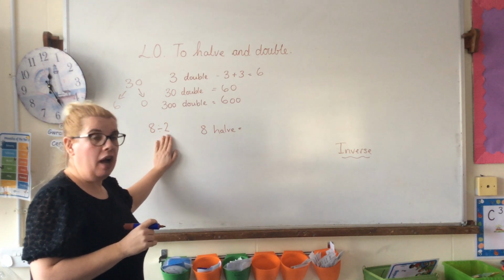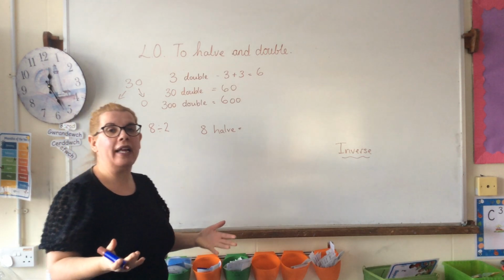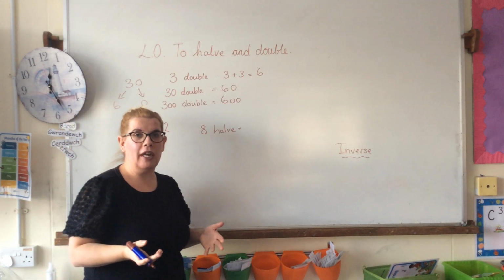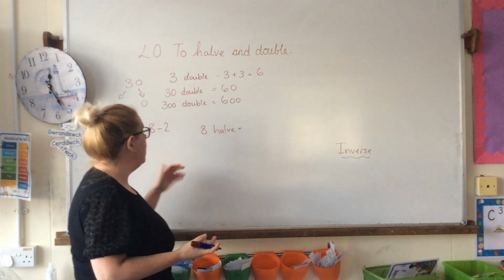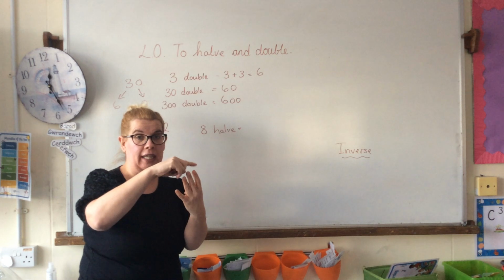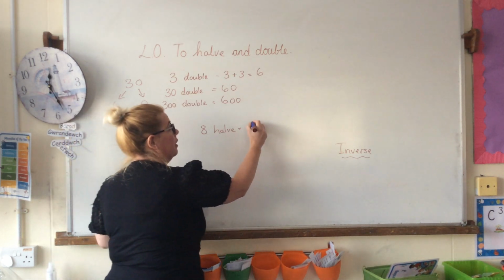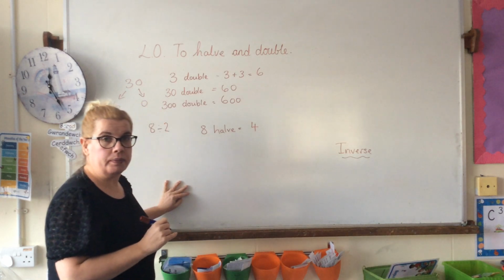So half of 8 is the same as saying shared by 2, which is why we were practicing our 2 times tables last week. So how many times does 2 go into 8? So we can practice by saying 2, 4, 6, 8, and 2 goes into 8 4 times. So half of 8 is 4.